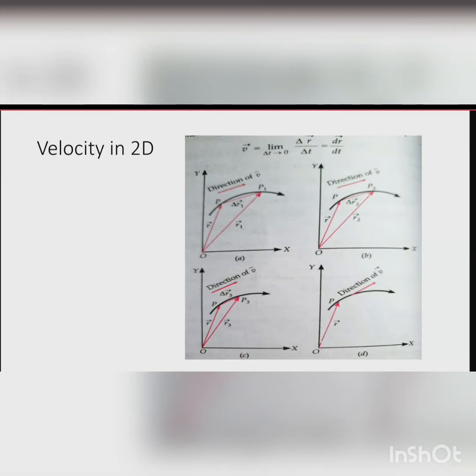Now this bold black line is representing the path of an object. So the object is moving along this curved path. So you can see the initial position vector r, final position vector r1. Now delta r1 is your displacement vector. So we know what would be the direction of the velocity vector.